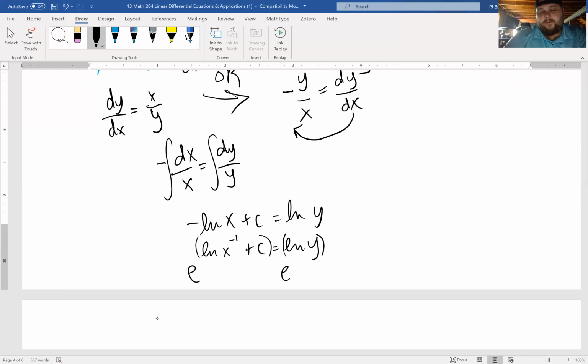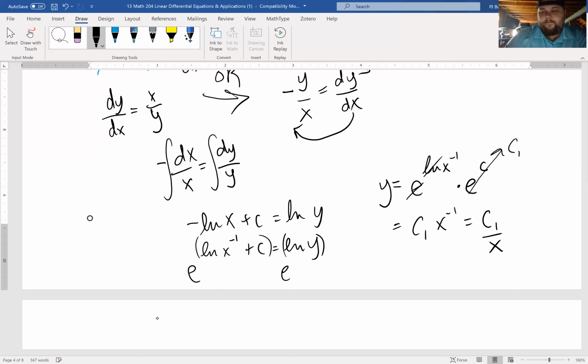Easily the e and the log on the right cancel, and I'm left with just y. On the left, I have e to the natural log of x to the minus 1 times e to the c. So e to the c, I'm going to call c1. And e to the log cancel. You have x to the minus 1, which is the same thing as just 1 over x.